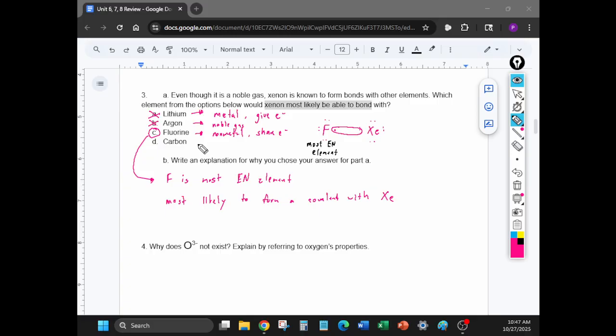Carbon would be another option. It is a nonmetal and could share electrons, but carbon is not as electronegative as fluorine. And the question is asking which one is most likely, and so fluorine is just a better answer compared to carbon. Okay, so if you picked carbon, you had the second best answer. So congratulations, but it's fluorine because it is the most electronegative.